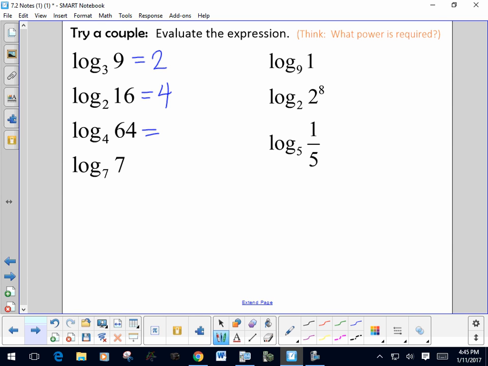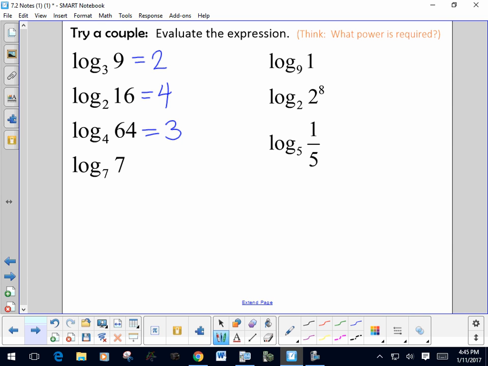It's like logs are the inverse of exponential. It's like doing exponentials, but thinking about them backwards, because it's the inverse. Log base 4 of 64: what power is required to go from base 4 to 64? That would be 4 to the third power.